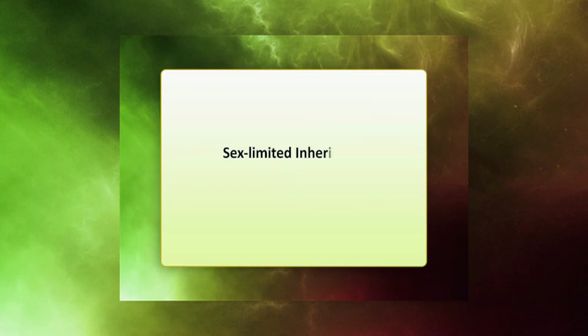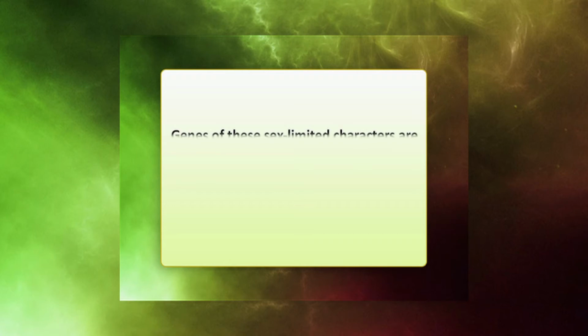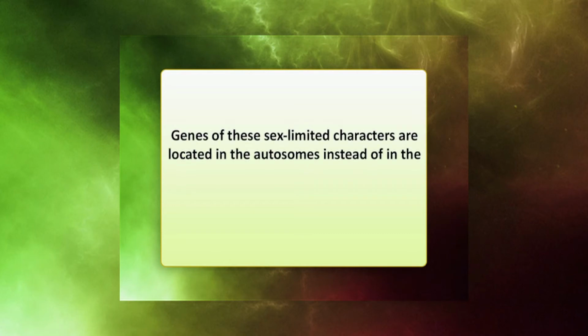The next part of the topic is sex-limited inheritance. As we know, certain genes produce characters in one sex only, but not in both even though they are present in both the sexes. Such characters are called sex-limited characters. The genes of these characters are located in the autosomes instead of in the sex chromosomes. So, the sex-limited traits are autosomal traits in which the dominant expression depends on the sex hormones of the individuals. The sex-limited characters develop only in the presence of sex hormones.